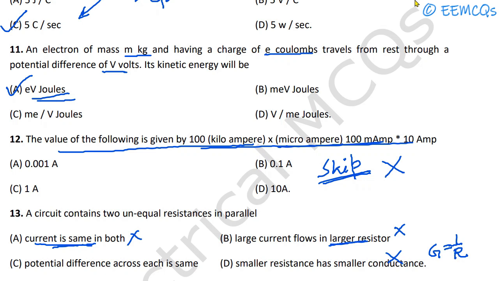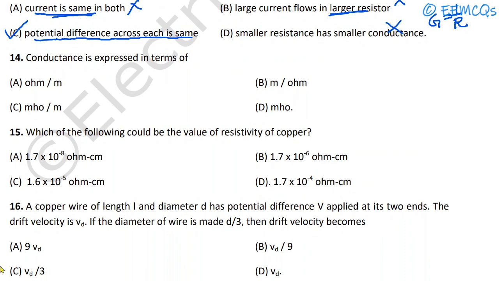Still we read. Potential difference across each is same. Definitely because for parallel connection the voltage remains the same. So option number C is correct. Next, conductance is expressed in terms of, we know G is 1 by R. That means the unit is 1 by ohm, that is mho. Okay, or another new unit is Siemens. So here in option mho is given in D. So the conductance is expressed in terms of mho. Option number D is correct.